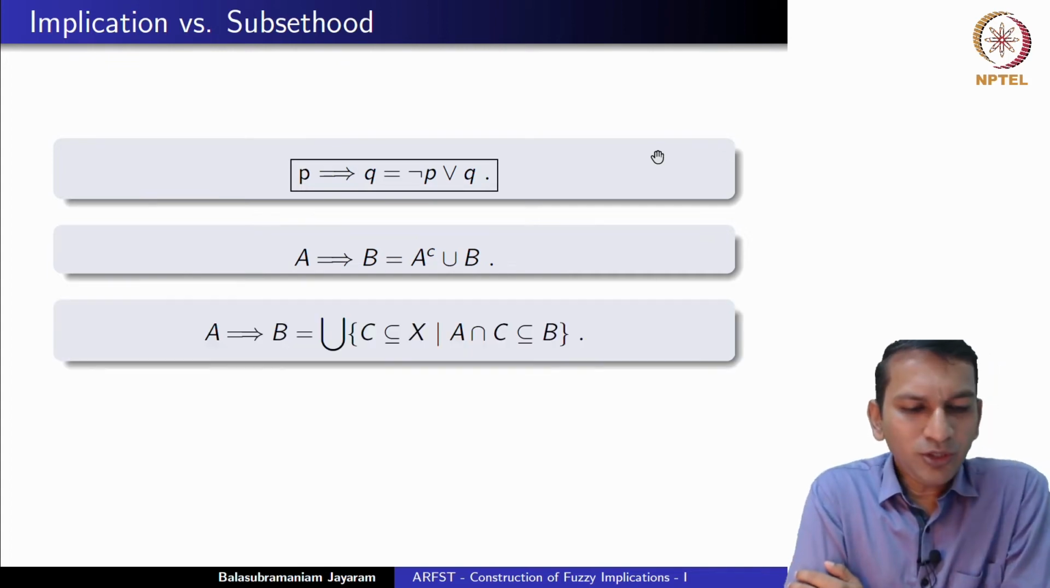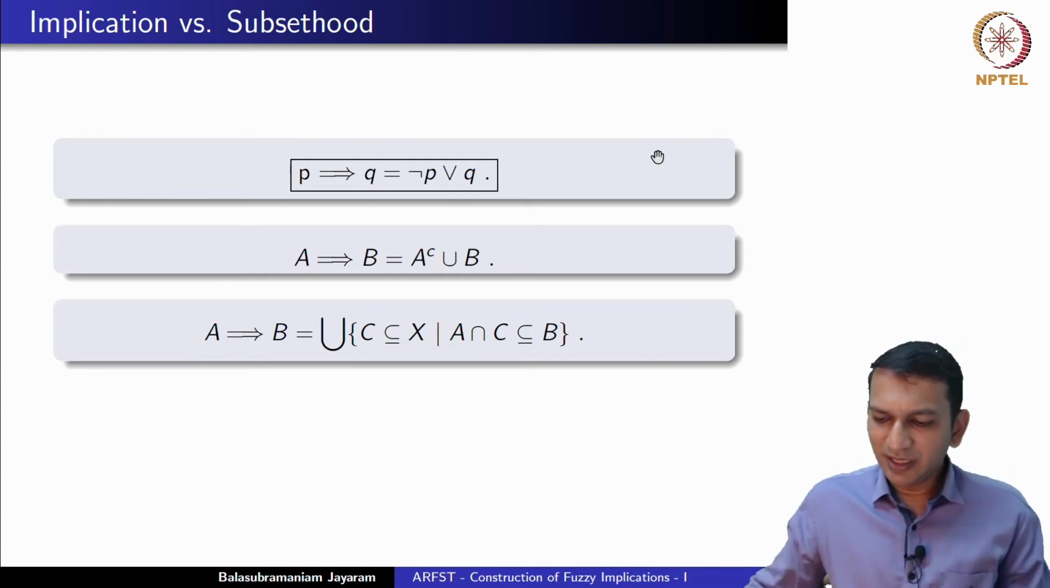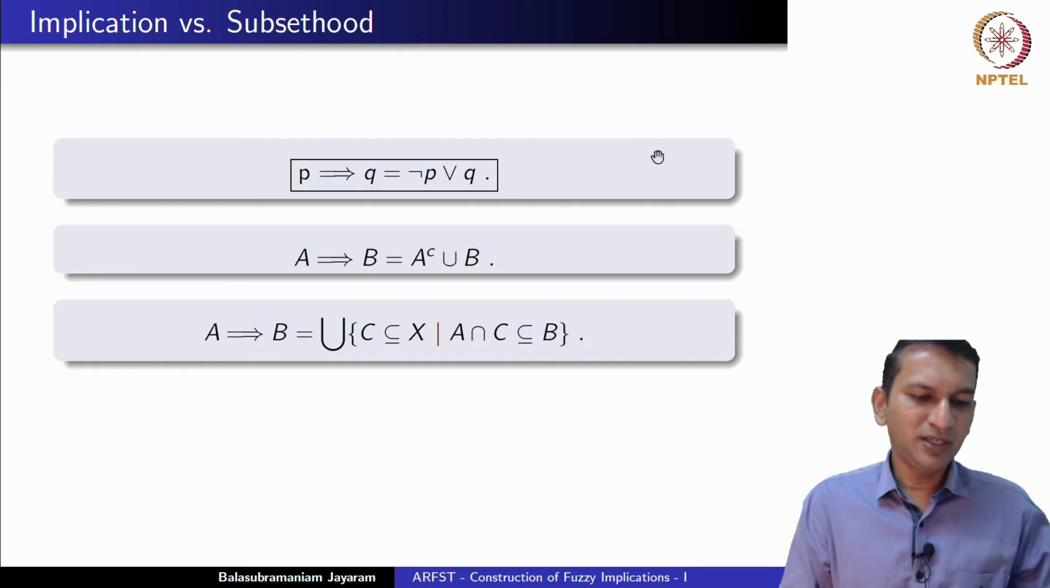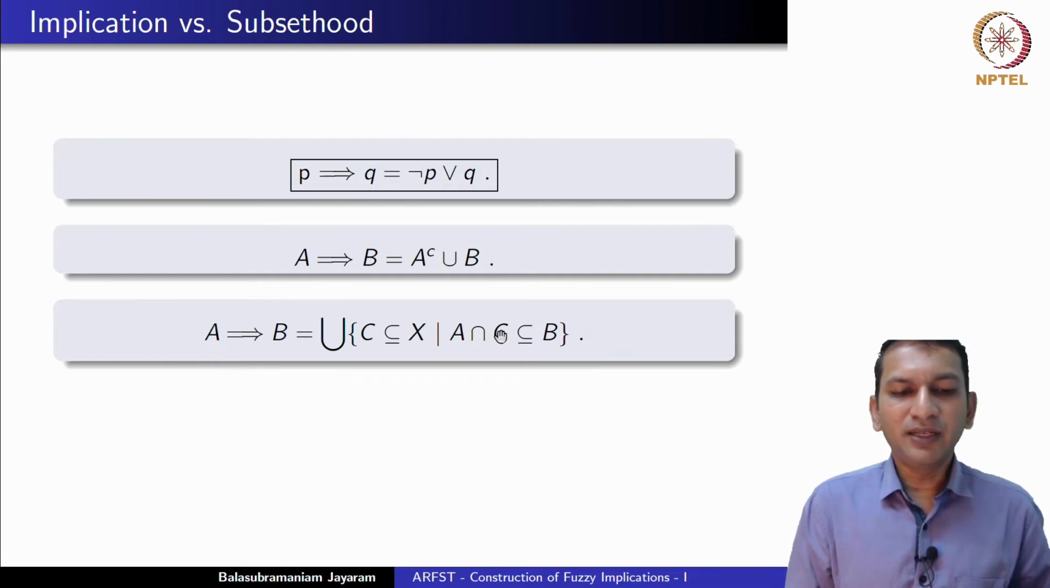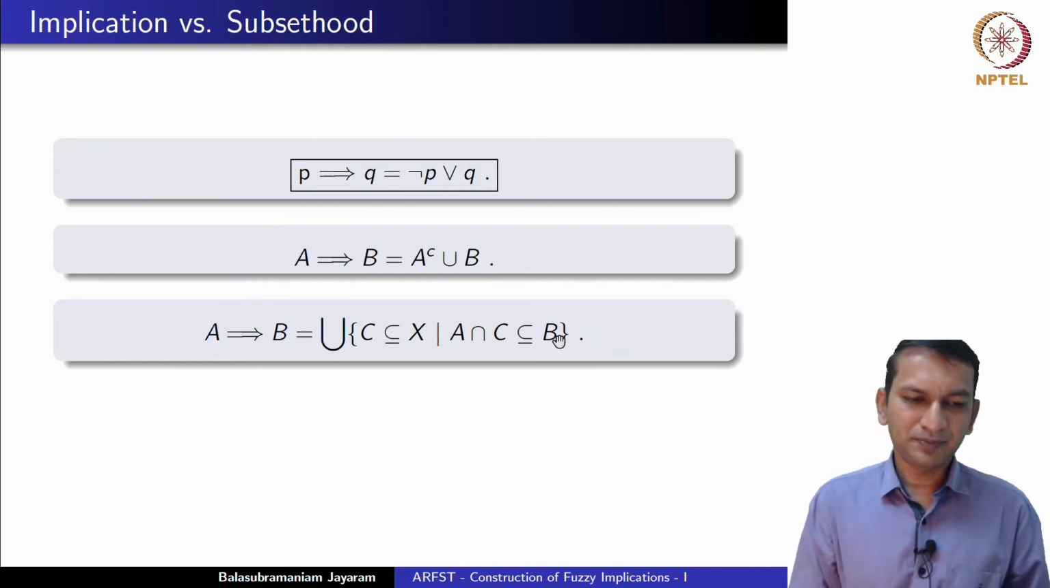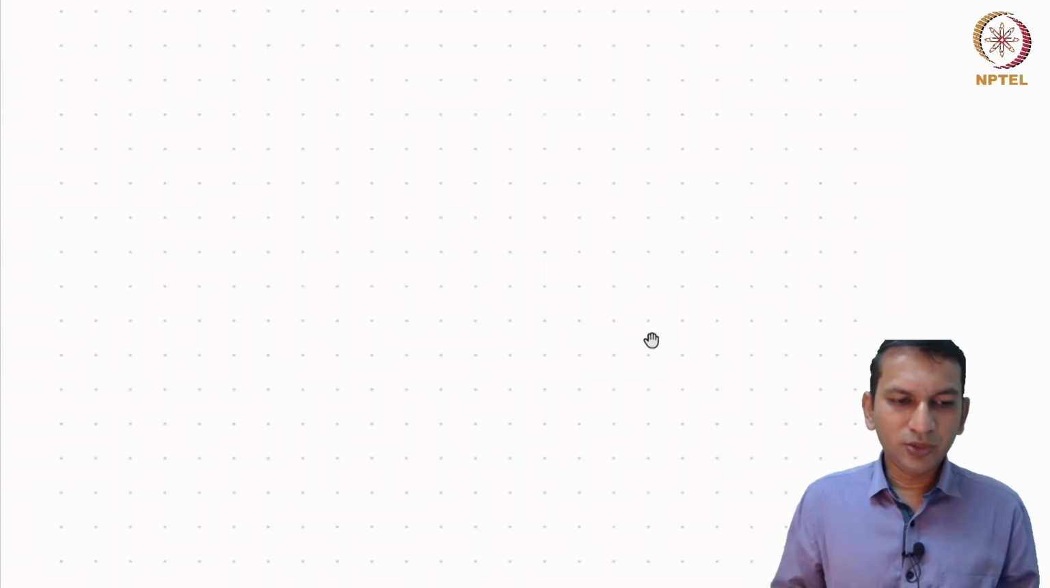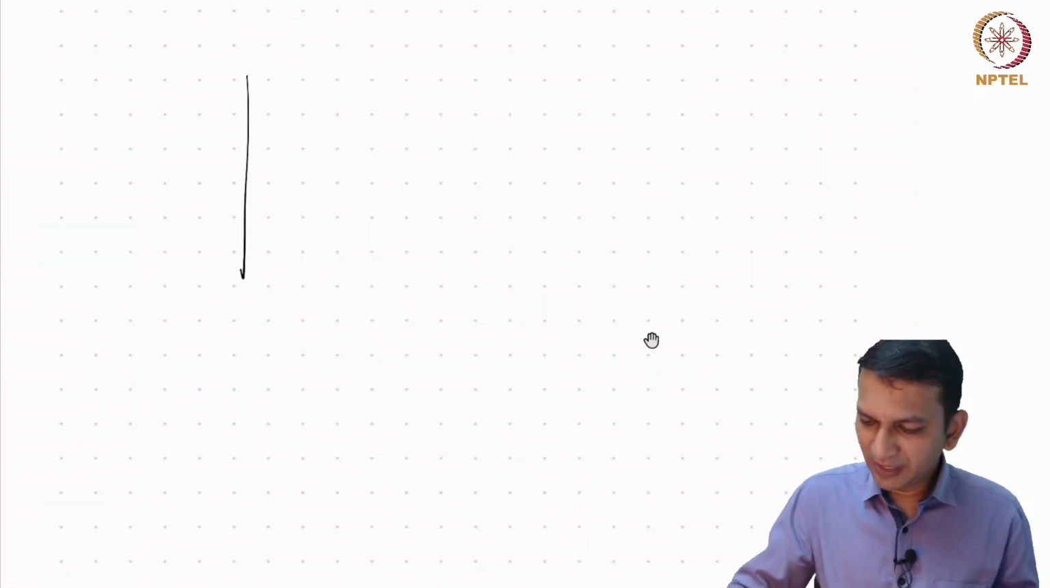Now, we could also write an equivalent formula like this. This needs a little bit more explanation. Let's look at it. What does it say? It says A implies B can be expressed as the union of all those subsets C of X, where X is the universal set, such that A intersection C is contained in B. Let's look at this from a Venn diagram point of view.